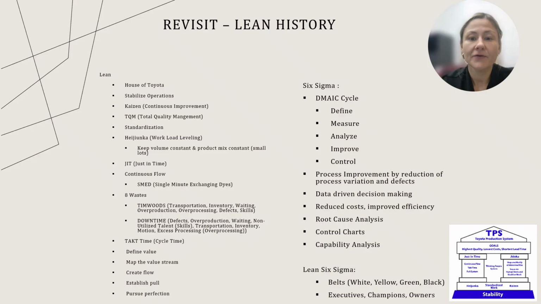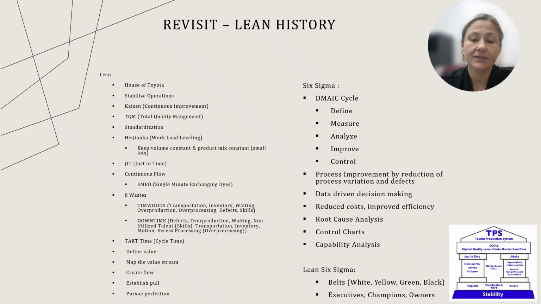A little bit further, fast forward into the next phases, you have Six Sigma, which is a more mathematical, statistical approach that focuses on DMAIC. DMAIC is an acronym that stands for Define, Measure, Analyze, Improve, and Control. This process improvement is focused on the idea that reduction of process variation and defects will drive efficiency. It's more of a data-driven decision-making tactic that will reduce costs and improve efficiency.